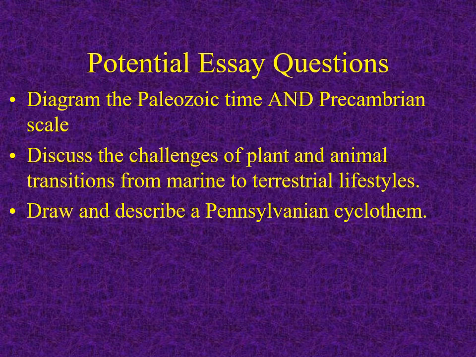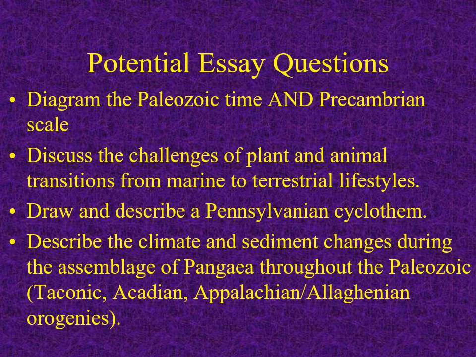And be able to take it from how we're moving continents around that upsets Earth's climate. So we have Milankovitch cycles kind of taking over, which cause a 400,000-year ice age to interglacial cycle and on from there. So transgressions and regressions are really important for that. And then describe the climate and sediment changes during the assemblage of Pangea throughout the Paleozoic.